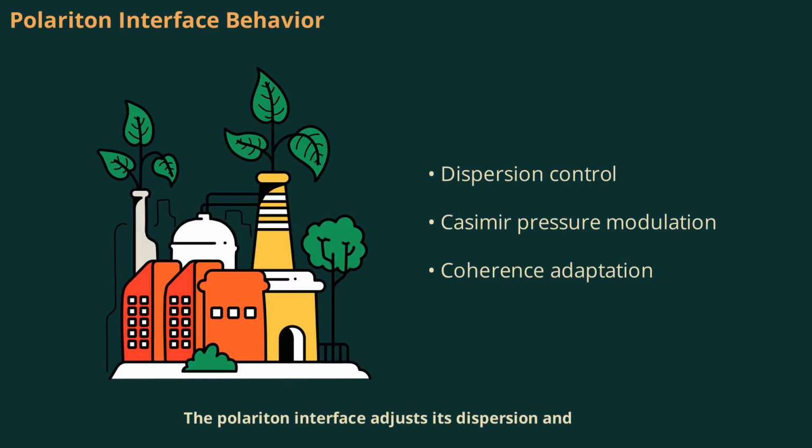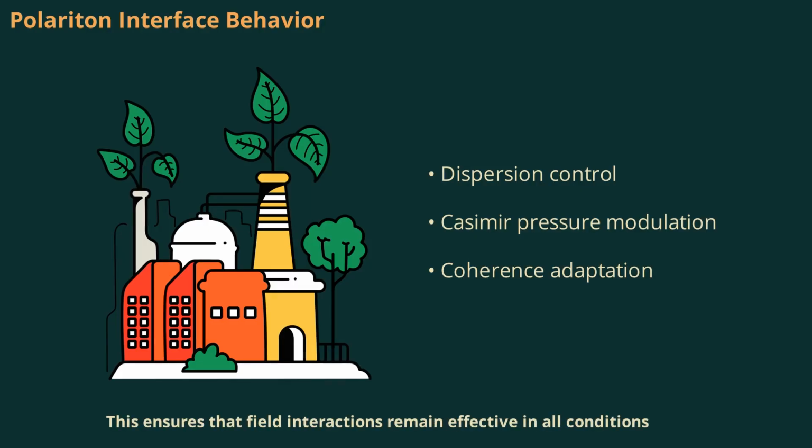Polariton interface adjusts its dispersion and Casimir pressure based on the surrounding medium. In air, coherence is moderate. In sea, it acts as an acoustic barrier. In space, coherence and vacuum shaping are maximized. This ensures that field interactions remain effective in all conditions.